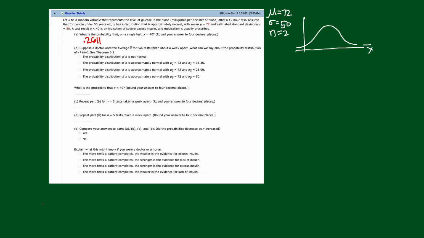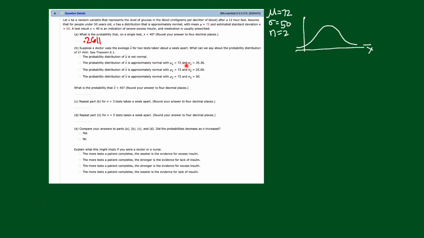So X bar is automatically normal. Now, X itself, you don't know about X, but what were we told back here? We're told that X is normal. So because I'm told X is normal, I can do part A. But I don't need to be told that for part B, because in part B we're taking an average, and averages are automatically normal. So which part do we use here? The distribution is approximately normal with the mean 72.